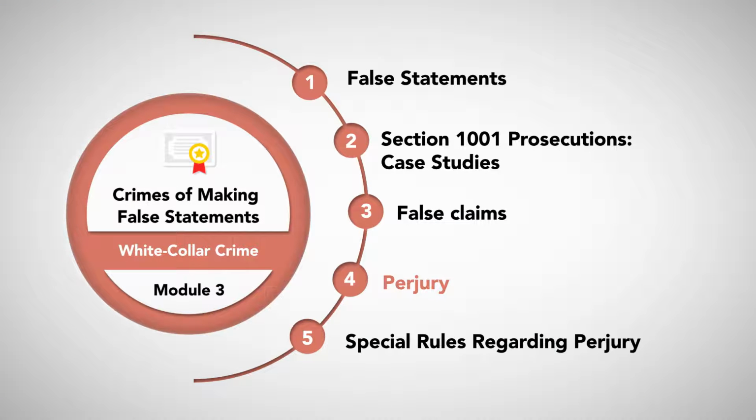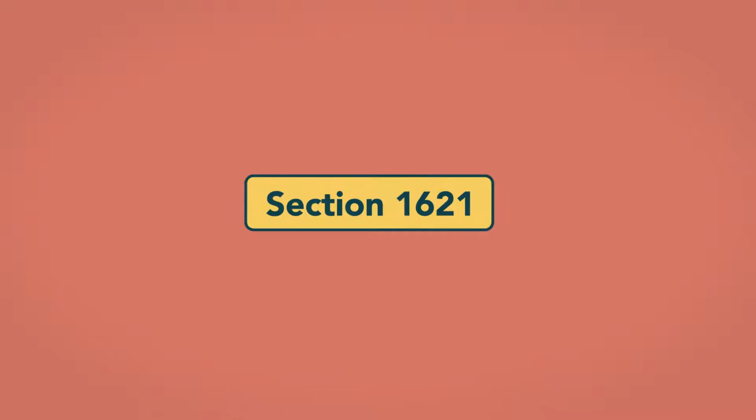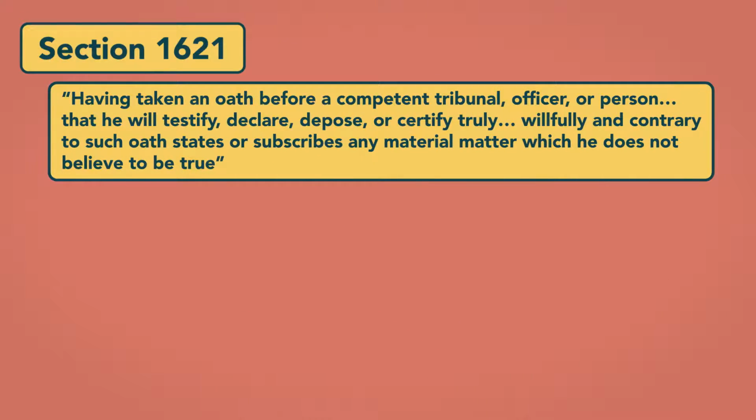Perjury. Section 1621 of the Federal Criminal Code makes it a felony to, having taken an oath before a competent tribunal, officer, or person that he will testify, declare, depose, or certify truly, willfully and contrary to such oath, state or subscribe any material matter which he does not believe to be true.